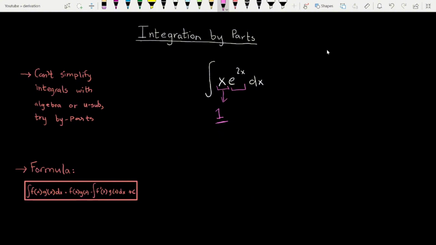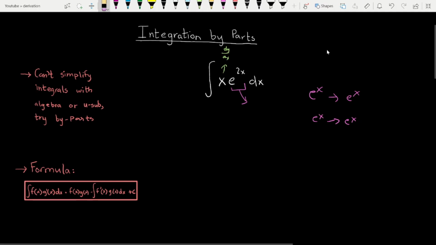Okay, what about e? What happens if I integrate e? So I know e to the power x integrates to e to the power x, and e to the power x differentiates to e to the power x. So it really doesn't do anything too special. But looking at that x, what I do know is that if I differentiate that x, it's going to get simpler. It's going to turn into a 1. So that's what I'm going to be differentiating, the x.